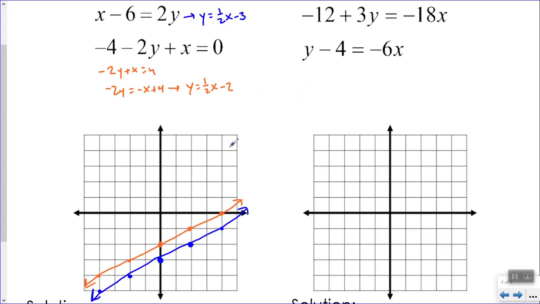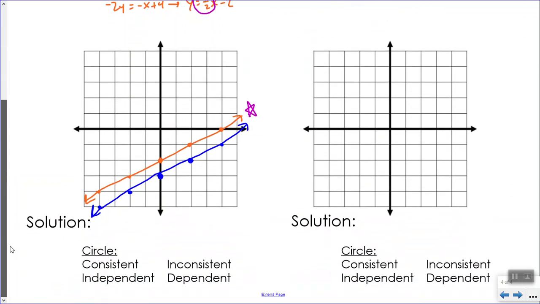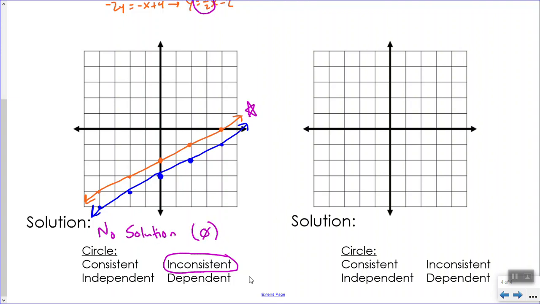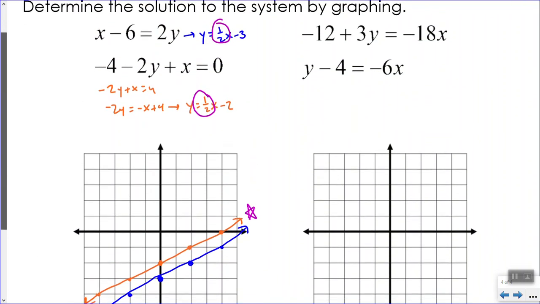Alright, if we look at this one, we end up with two lines with the same slope. But again, we're asked to solve by graphing, so we need to make sure that we actually show the graph. And we can see that those lines are parallel, they're not going to intersect. So this is an inconsistent system, and we don't pick independent or dependent. Here we're just going to put no solution. We can also write our no solution symbol there.